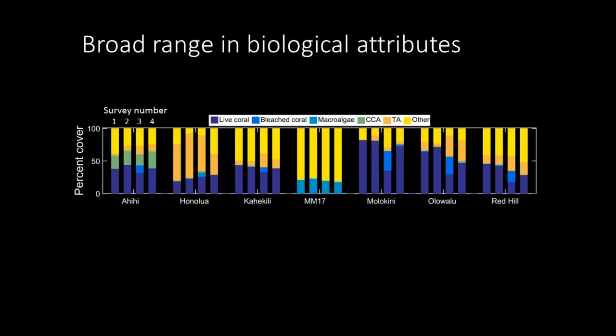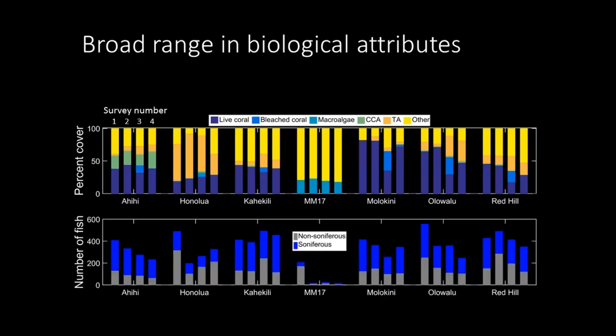I also want to highlight this third survey. Well, this happened in October of 2015, during a major bleaching event in the Hawaiian Islands. So what we see is that at some of these reefs, particularly the ones with highest coral cover, there was a substantial component of bleached coral, which largely recovered by the next survey, which was in January of 2016.